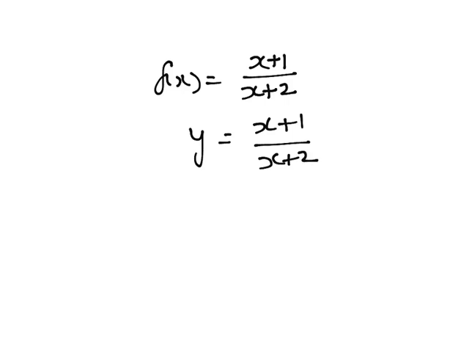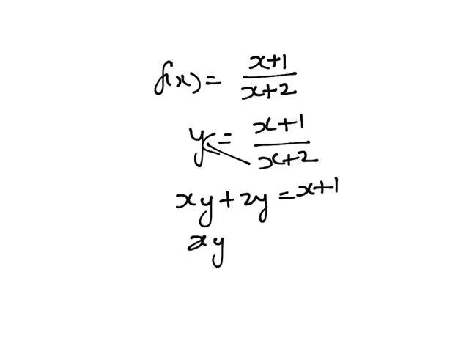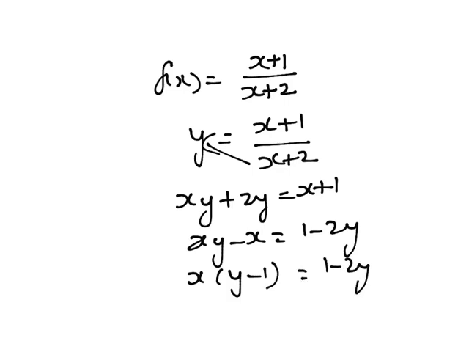So cross multiply. So you get xy plus 2y equal to x plus 1. Now you bring the x terms together. So xy minus x equal to 1 minus 2y. So x into (y minus 1) equal to 1 minus 2y. So x equal to (1 minus 2y) by (y minus 1).